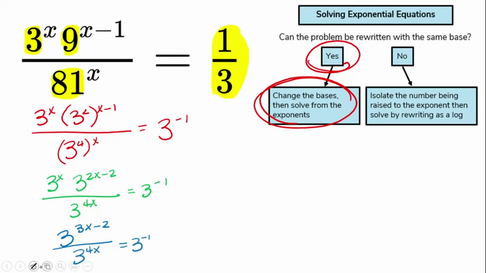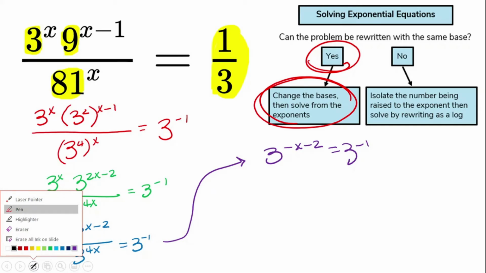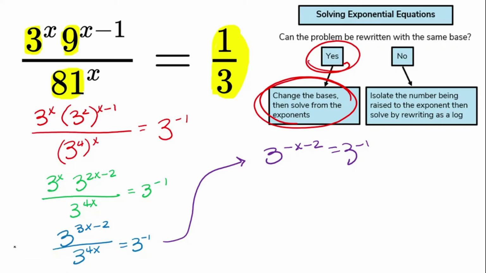From here, now the craziest part is just the left side in general. So let's go ahead and simplify that. Anytime you divide like bases, you have to subtract the exponents. And now that it's completely simplified on the left and the right side, we can just solve from the exponents. And our final answer is -1.